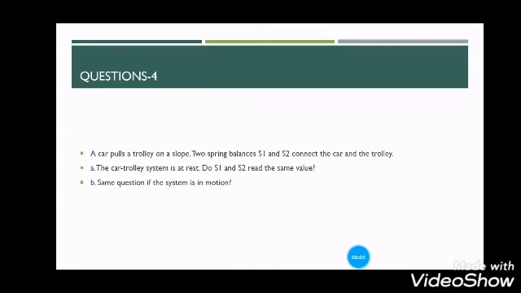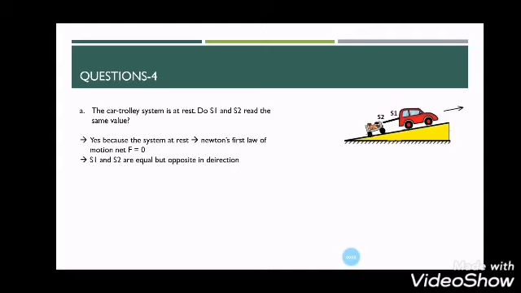Number 4. A car pulls a trolley on a slope. Two spring balances, S1 and S2, connect the car and the trolley. A. The car trolley system is at rest. Do S1 and S2 read the same value? And B. The same question if the system is in motion. So I have a car and I have a trolley. I have two spring balances, S1 and S2.